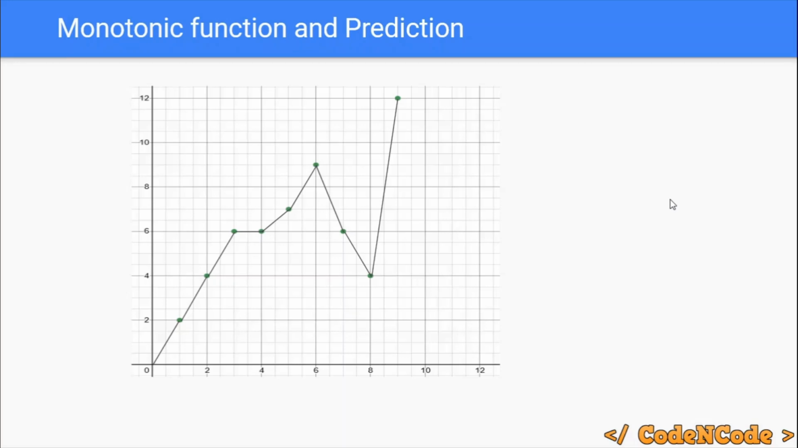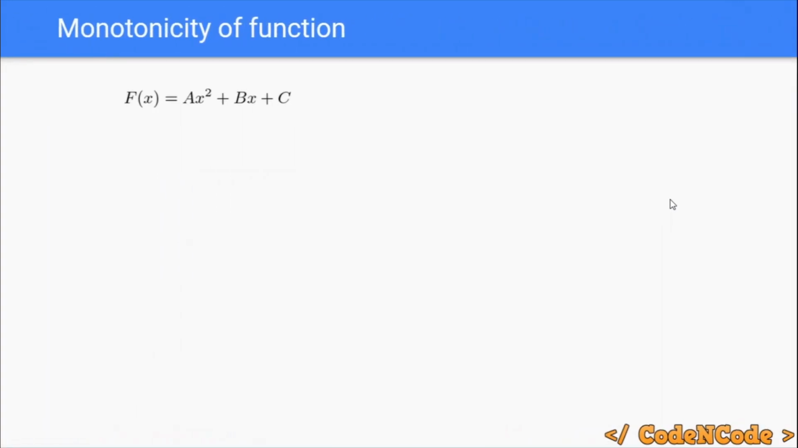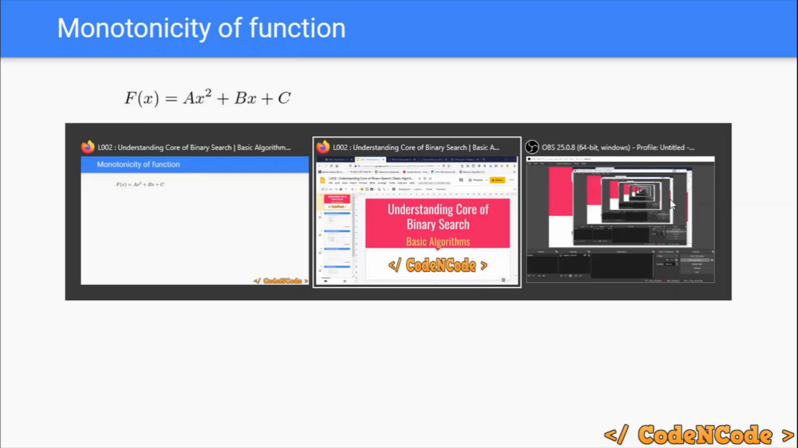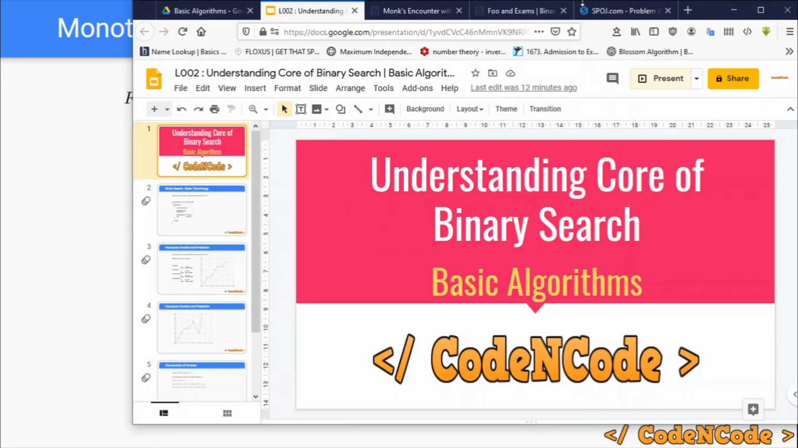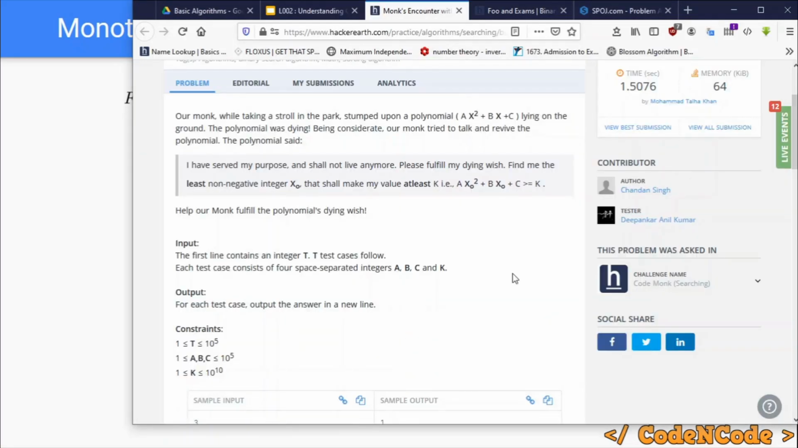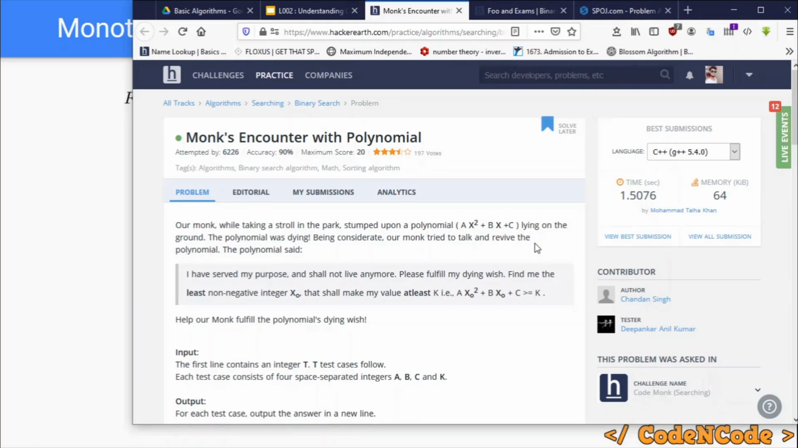Let me show you some examples which are obvious, and one example which is non-obvious, where we'll try to apply binary search. First problem I'll show you is from HackerEarth. This is Monk encounters with polynomial.